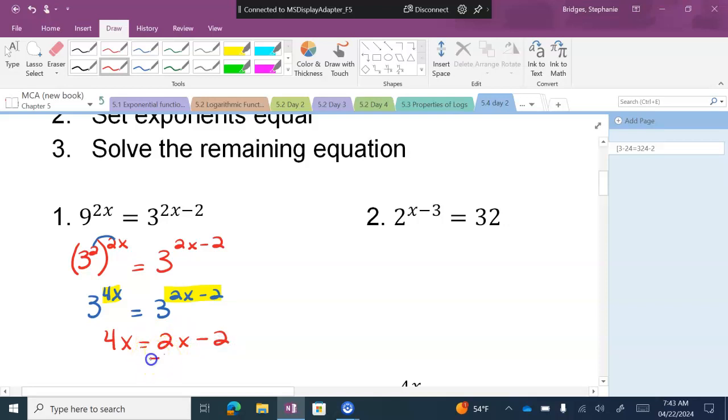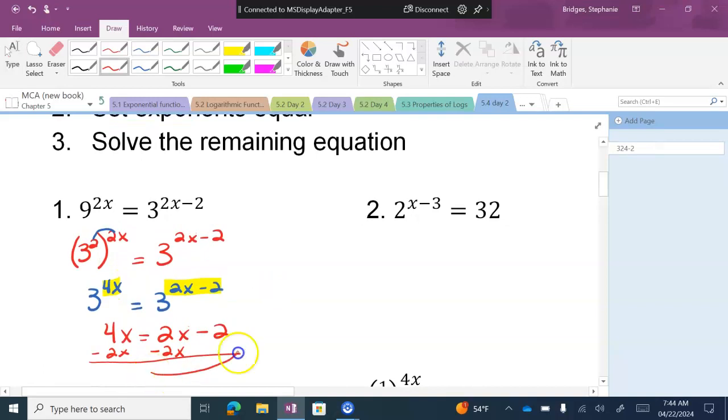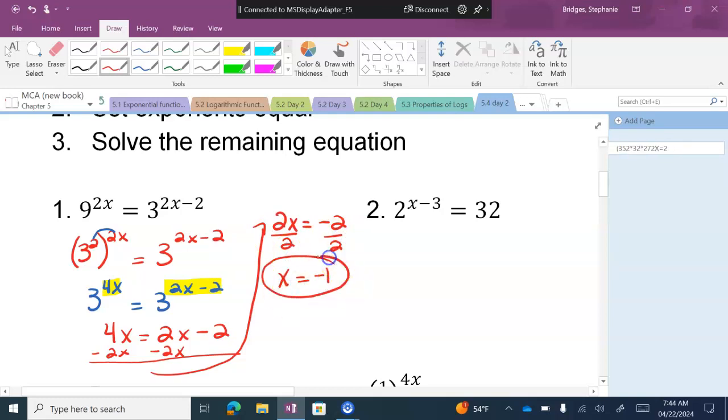And then again, just solving the equation. So I'm going to subtract the 2x over. I'll run out of space up here, so I'm going to go over here. So that would leave me with 2x equals negative 2. And then we can continue to solve by dividing. And we get x equals negative 1. Look familiar because we've already done it? Okay. All right, go ahead and try 2 then.